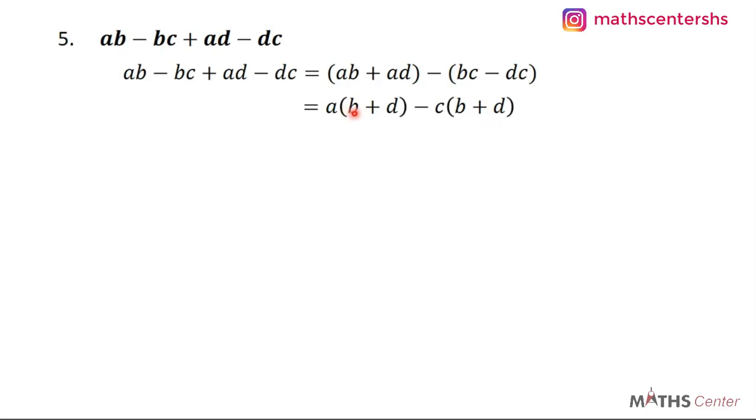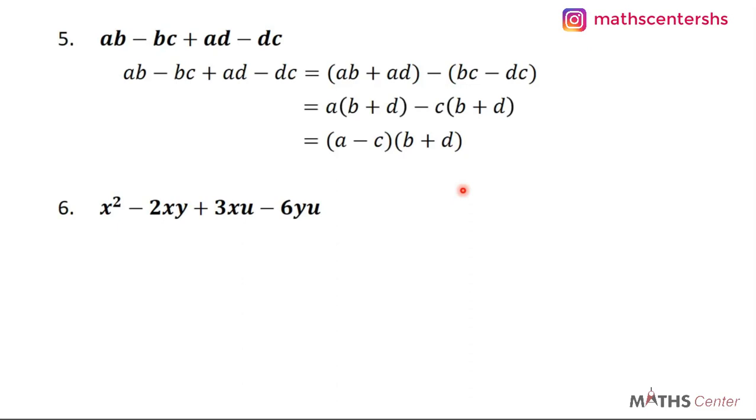Now you can see that B plus D and B plus D are in the bracket. They are the same, so you pick one of them, then you pick the common factors, which is A and minus C in another bracket. So you have A minus C in one bracket, B plus D in another bracket. Let's pick the next example.